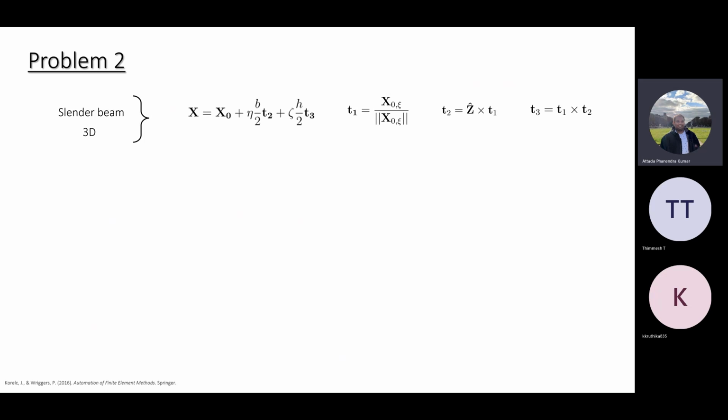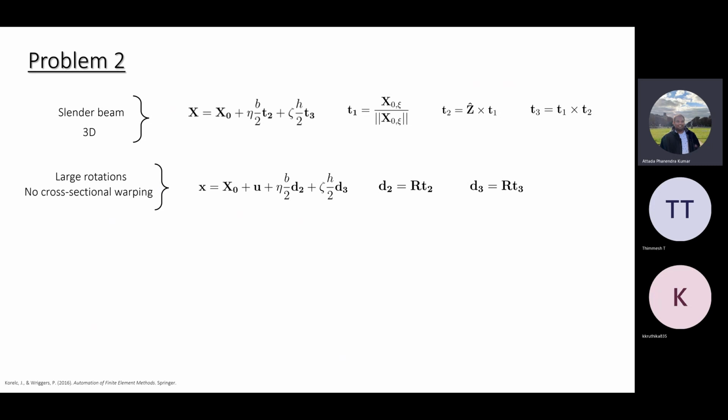So now the similar thing, we'll consider the position vector, and because of large rotations, we have the deflected. This is the undeformed position vector. This is the deformed position vector. And again, we are not considering any cross-sectional warping. So the D2 and D3 are the basis vectors, you can say, and it's rotated using a rotation tensor R.